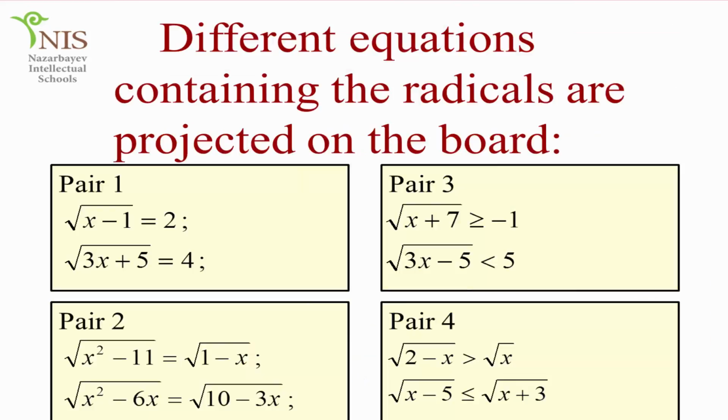So first of all, we will divide students into groups of four, according to the different equations which are shown on the board. They contain radicals and you can see them projected on the board. So pair 1 solves the square root of x minus 1 is equal to 2, and pair 2 solves the square root of x squared minus 11 is equal to the square root of 1 minus x, and so on.